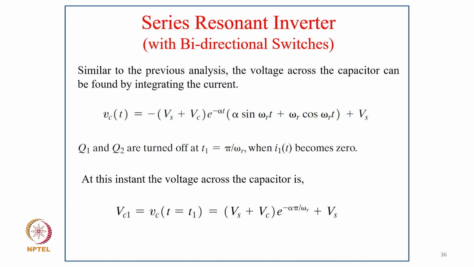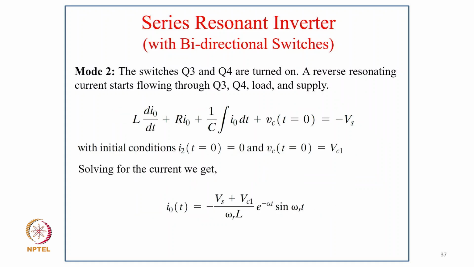So similar to the previous analysis, the voltage across the capacitor can be found by integrating the current. So Vc equal to minus Vs plus Vc e to power minus alpha t in bracket alpha sine omega t plus omega r cos omega t plus Vs, and Q1, Q2 are turned off at t equal to pi upon omega r when I1(t) becomes 0, and at this instant the voltage across the capacitor is Vc1 equal to Vs plus Vc1 e to power minus alpha pi upon omega r plus Vs.